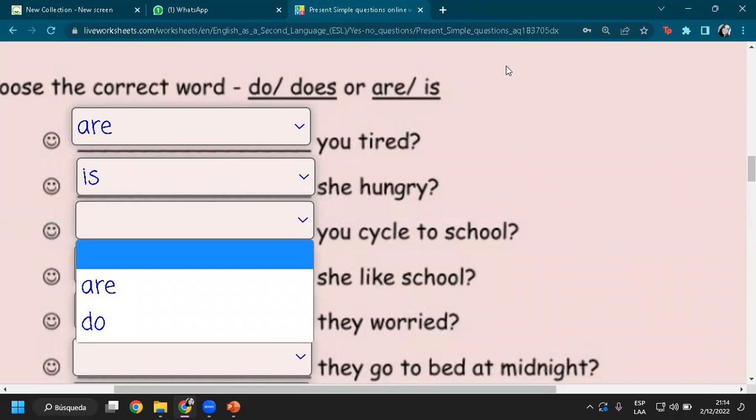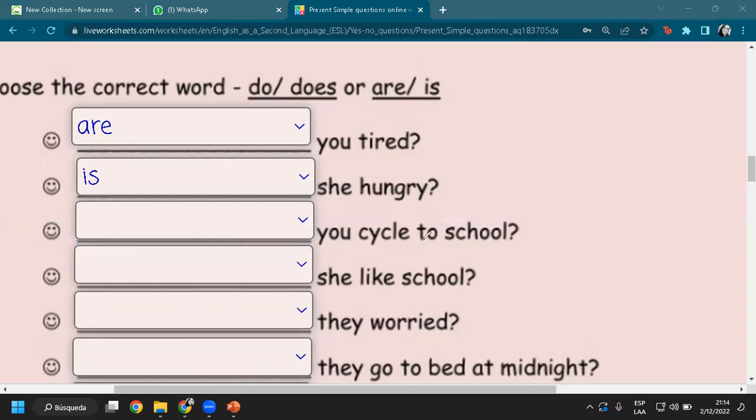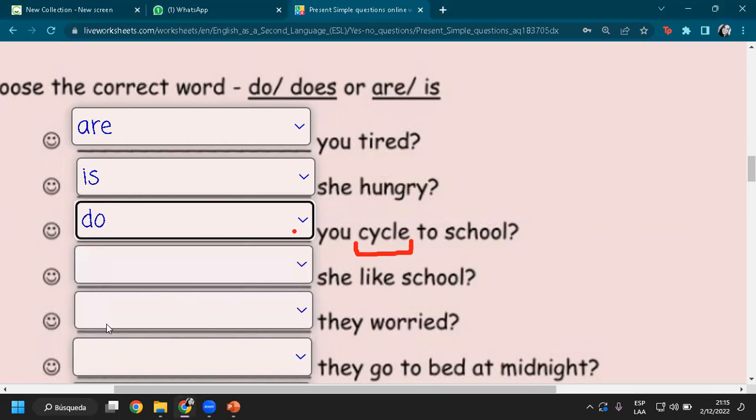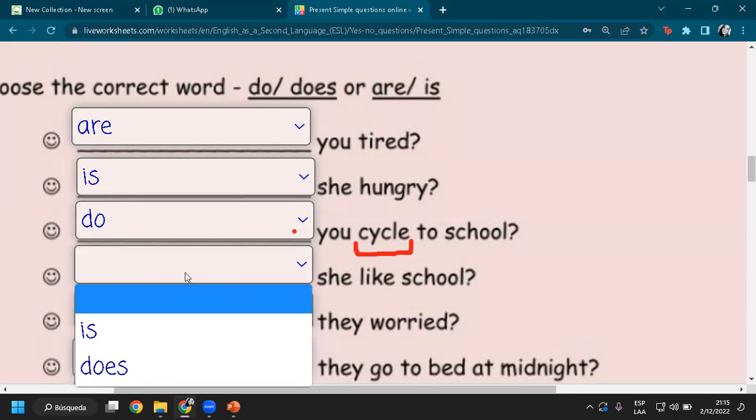Okay, pay attention here. ¿Tengo otro verbo en la oración? No. What about cycle? Como andar en bicicleta, right? Como bicicletear, right? Cycle. So, puedo decir, are you cycle to school or do you cycle to school? Do you cycle? Very good. Look at the next one. She likes school. Is she like school or does she like school?